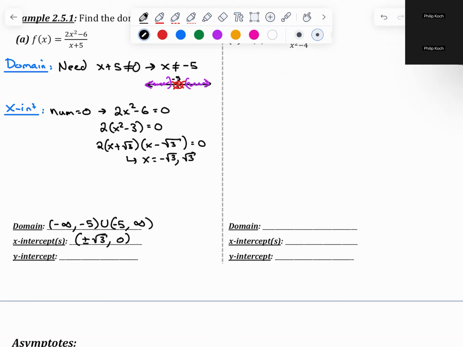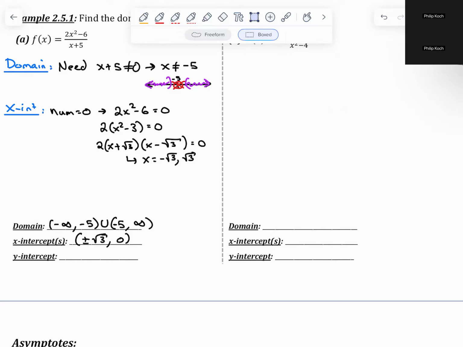So it's not wrong to start this off by setting the whole thing, which is probably what you would want to do, (2x² − 6)/(x + 5) = 0. But that just means that 2x² − 6 = 0. That's the only thing you need to solve. Setting the denominator equal to 0 won't give you any zeros. It won't give you any places where the function equals 0. It'll just give you where the function's undefined. All right.